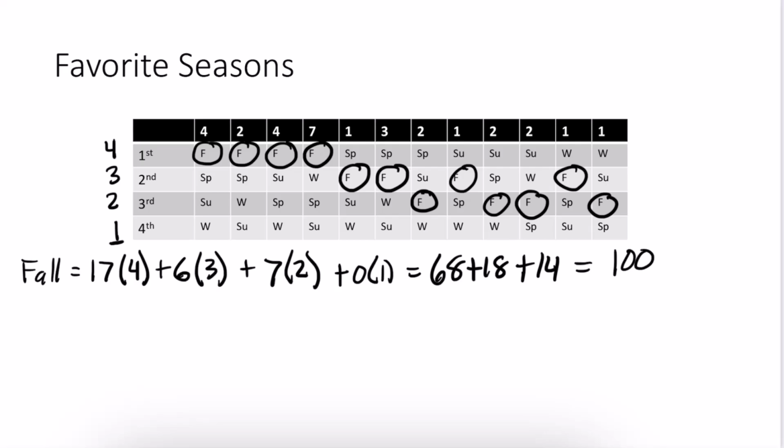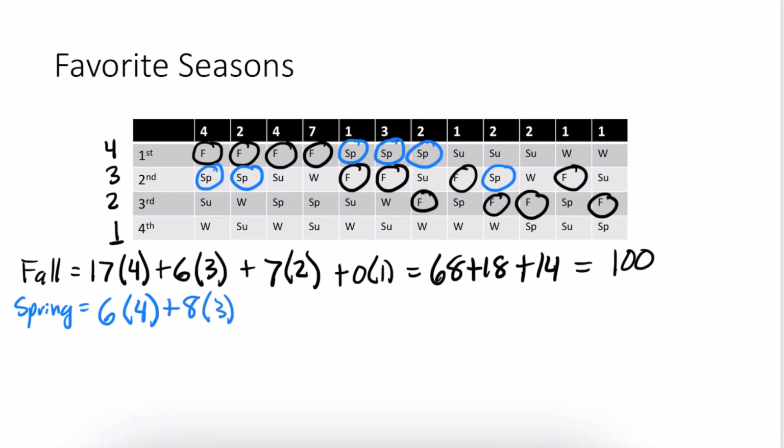Then I'll go through and do the same thing for spring. And I'll say the Borda count for spring is going to be 1 plus 3 plus 2 for my first choice votes. So that's a total of 6 first choice votes, which each get 4 points. And then I'll take my second choice votes, which are 4 plus 2 plus 2. And that would be a total of 8 second choice votes, which each get 3 points.